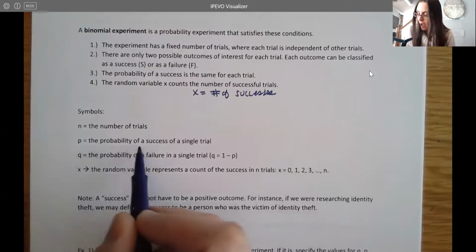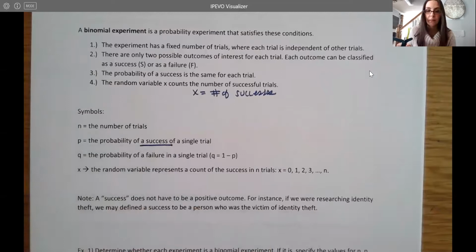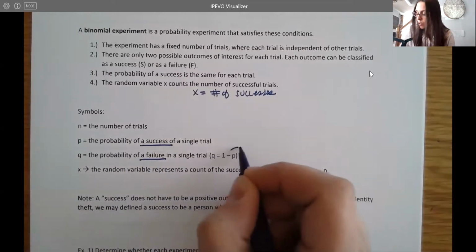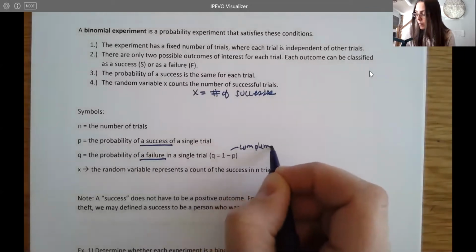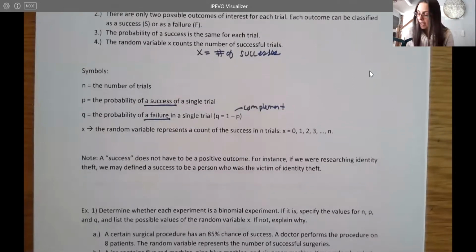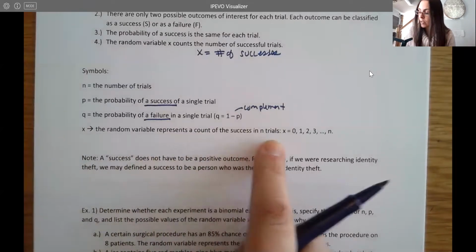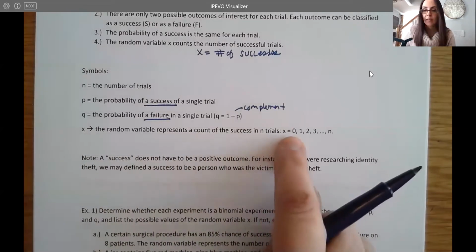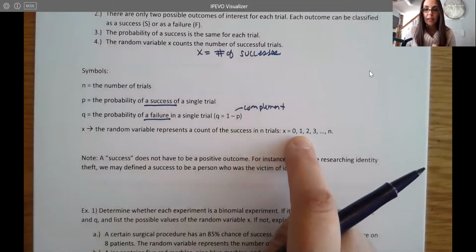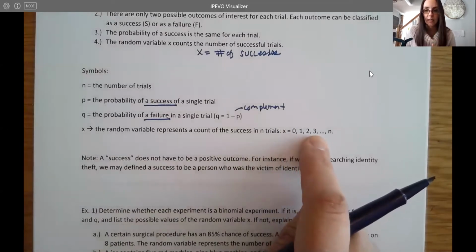p is the probability of a success of a single trial. q is the probability of a failure. So what we can do is use the complement here to find the probability, because remember, those 2 things will add up to 1. So if I know the probability of a success, then I can find the probability of a failure by subtracting it from 1 to get the complement. And x is the random variable, and again, it represents the count of successes in n trials. So for instance, 0 means that there are 0 successes, there's 1 success, there's 2 successes, there's 3 successes, and so on.